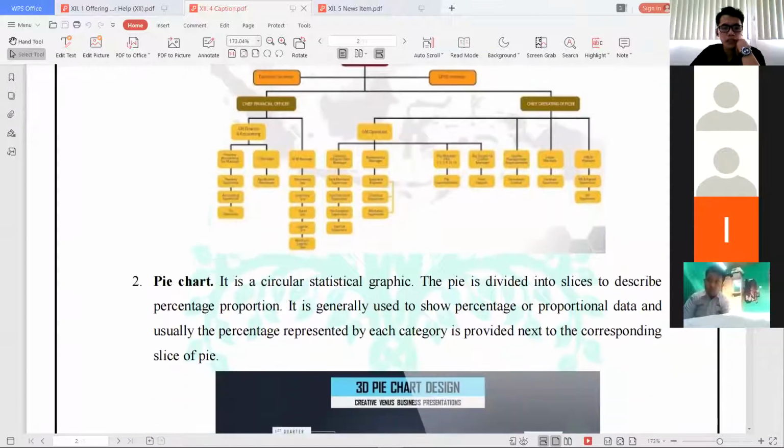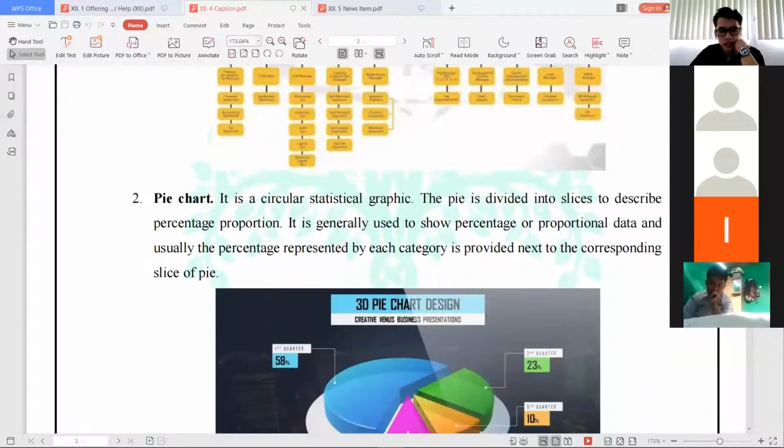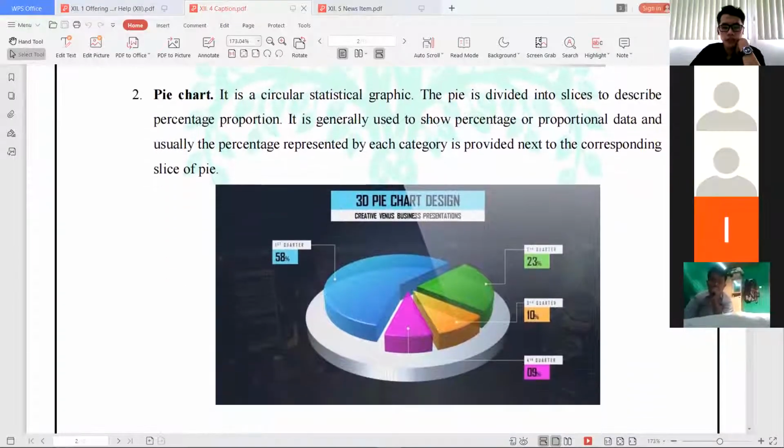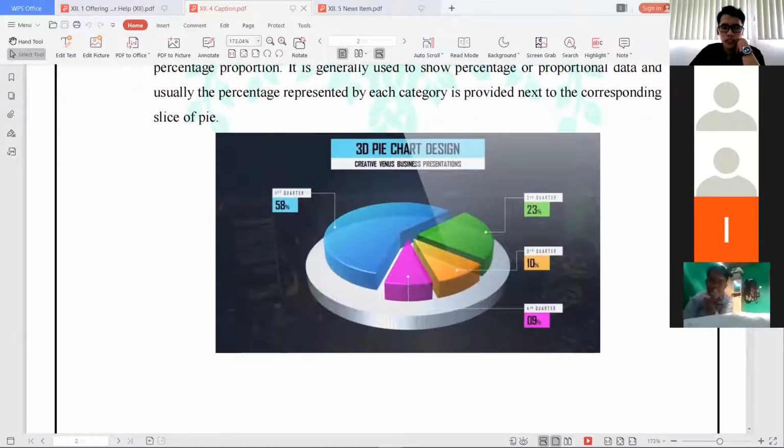And after that, pie chart. It is a circular statistical graphic. The pie is divided into slices to describe percentage proportion. It is generally used to show percentage or proportional data. Usually, the percentage presented by each category is provided next to the corresponding slice of the pie. Example, this. 3D pie chart design, creative business representations.